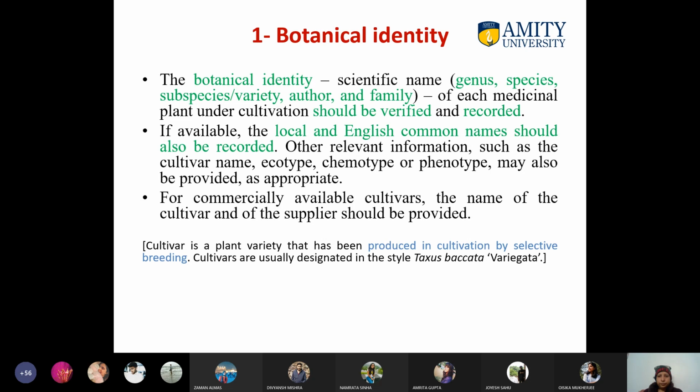Yes, Namrata, am I audible? Ma'am, your voice is cracking. My voice is cracking? Yes, ma'am. It's not clearly audible. Okay, cracking to Namrata only or to everyone? Ma'am, everyone. Now it's clear, but earlier it was cracking.